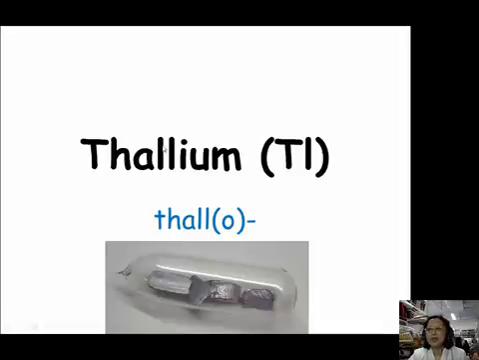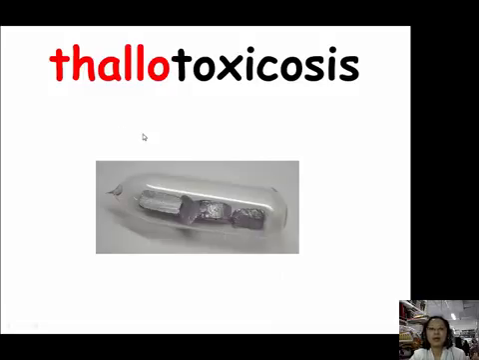Next, we are going to learn thallium. Thallium, the symbol is Tl. Thallium is a metal, and the prefix for it is thallo. Thallo. Our example for thallo is thallotoxicosis. Thallotoxicosis is thallium poisoning. When one person ingests thallium by accident, or maybe others try to poison them, then they will suffer from thallotoxicosis.